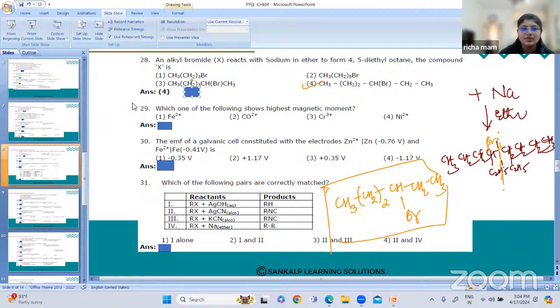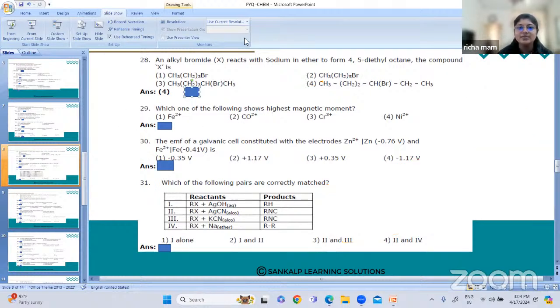Next question. Which of the following shows the highest magnetic moment? Yes, we have seen how to calculate the magnetic moment. Vamshi Krishna has answered as third one. The options are Fe plus 2, cobalt plus 2, chromium plus 3, and Ni plus 2.